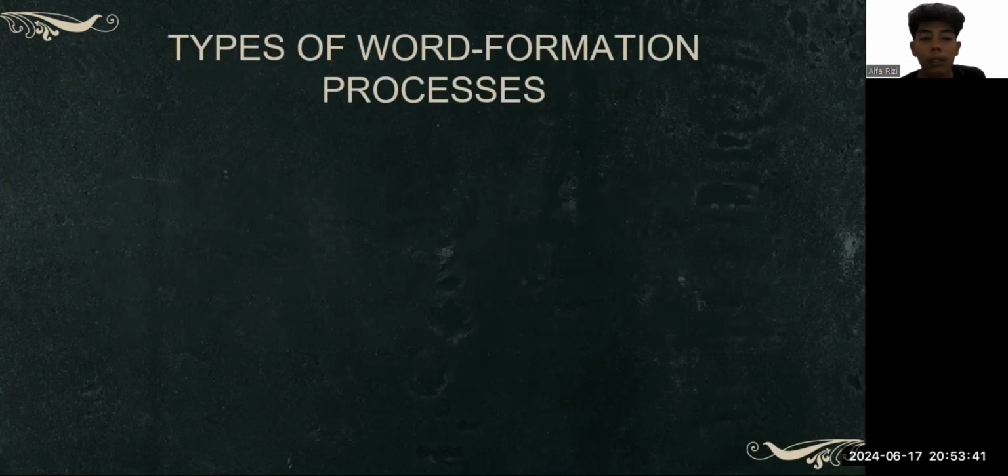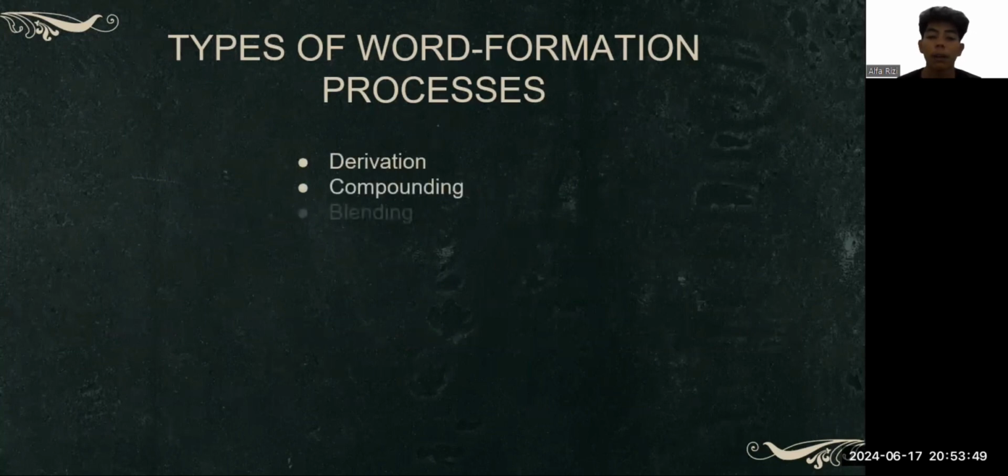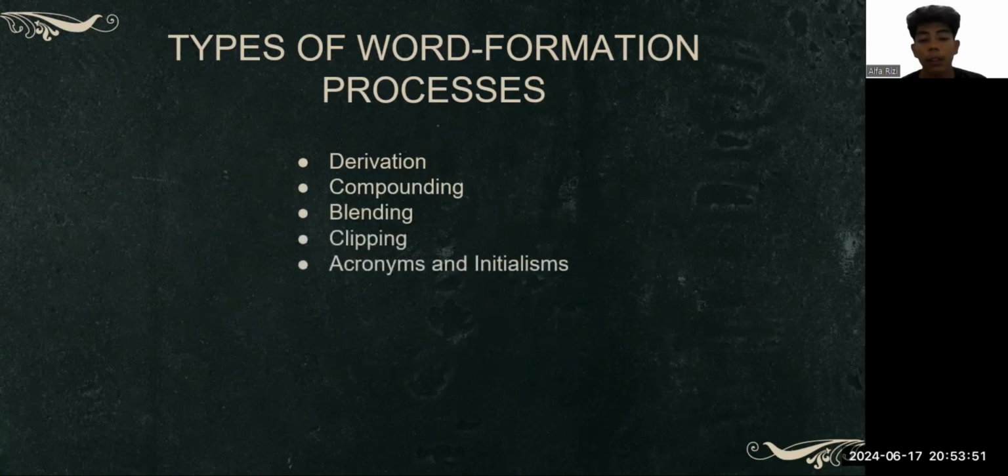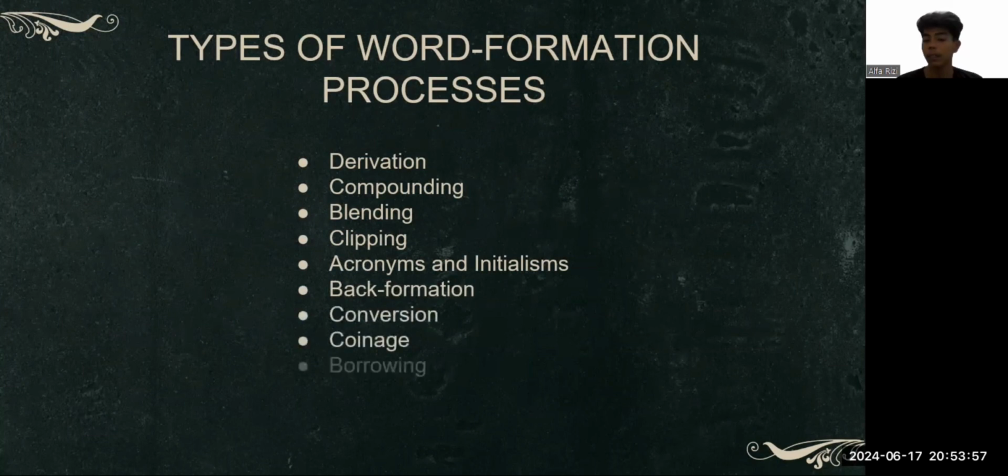The second is types of word formation processes. The types are derivation, compounding, blending, clipping, acronyms and initialism, back formation, conversion, coinage, and borrowing, and the last, reduplication.